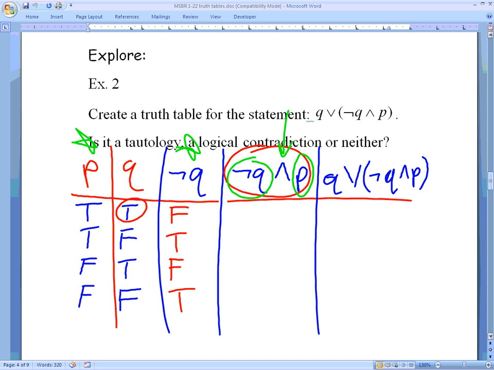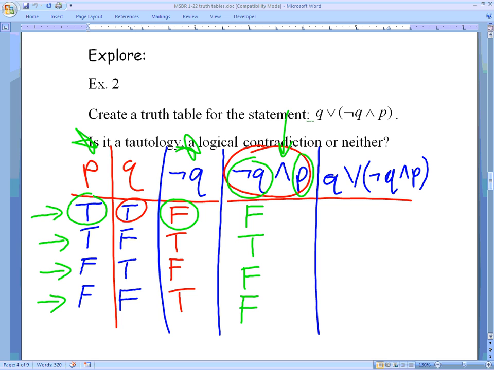So take a look at this first one. P compared to F, are they both true? Nope, so that's false. The next one, I have T and I have T, so that is true. Next one, both false. Do I like that? No, and they have to both be true. And then I have false and then true. I don't like that either. They need to both be true. So false, true, false, false. All right, so now I have figured that out.